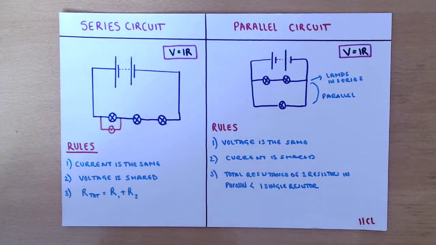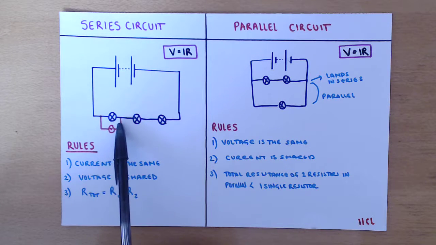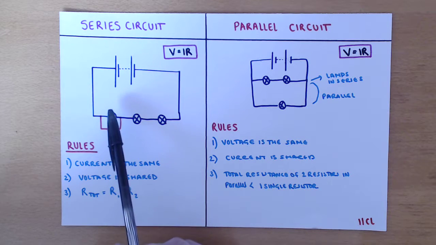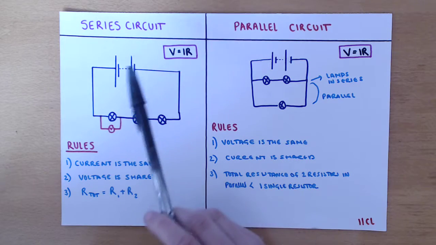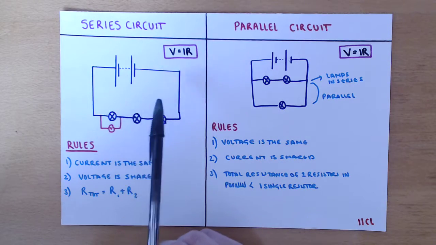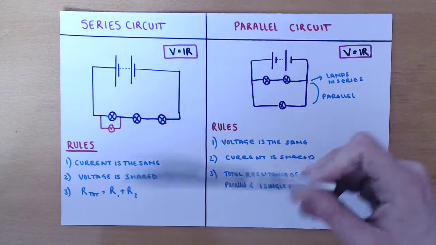So voltage is shared in a series circuit, where the resistance in this case is the sum of all the individual ones. So R1 is, let's say there's 1 ohm here, 2 ohms here, 3 ohms here. So the total resistance would be 1 plus 2 plus 3, which is 6 ohms. And that's how it works out in a series circuit.